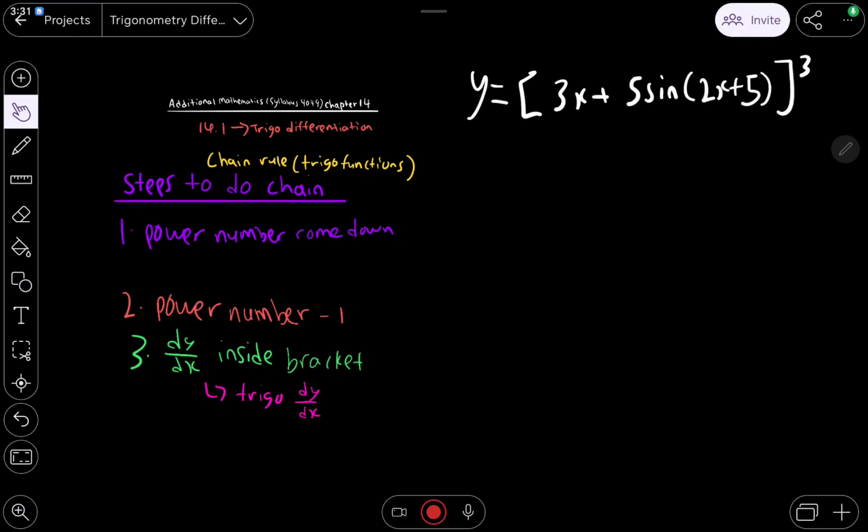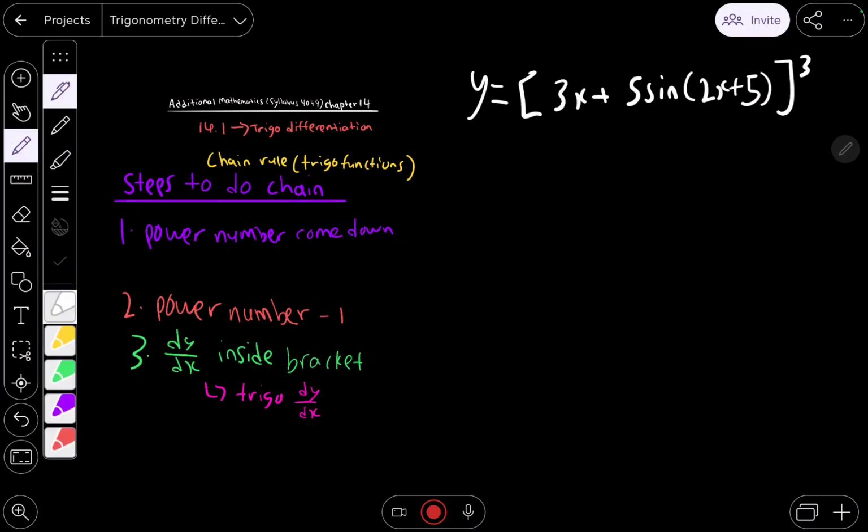Alright, in this video on 14.1 trigo differentiation under chain rule, today we are going to look at this exemplar question over here in white. Let's begin. Differentiate the following with respect to x. y equals the whole thing, bracket 3x plus 5, sine, another bracket 2x plus 5, cubed.